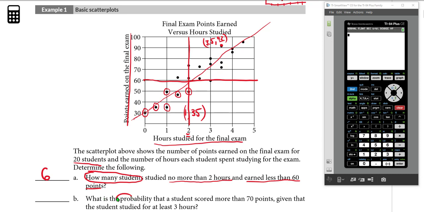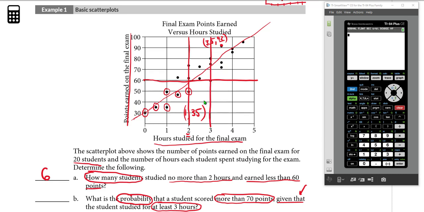What is the probability that a student scored more than 70? In this case, I'm going to circle this. More than 70, given that the student studied for at least 3 hours. So given that the student studied for at least 3 hours, again, what I'm going to do is draw a vertical line at 3 hours.